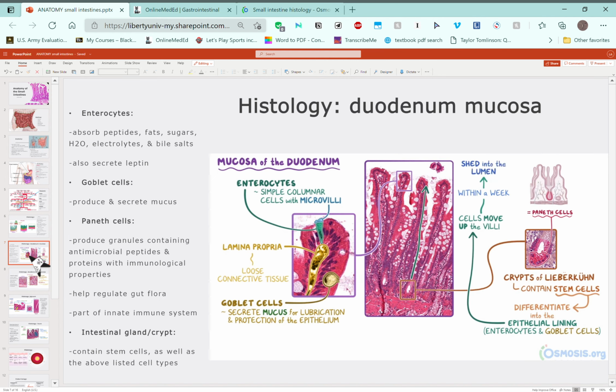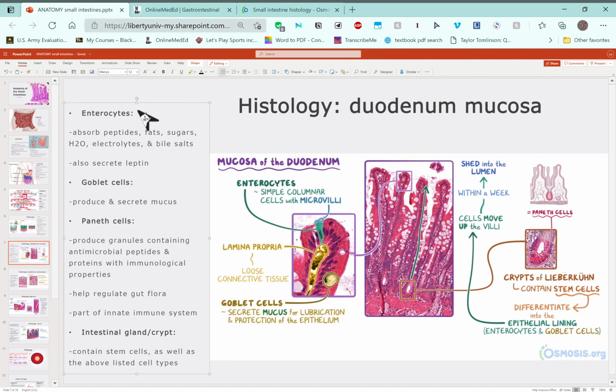Going into the histology of the mucosal layer in the duodenum specifically, we'll see that there are a bunch of different cell types in this layer. We have the enterocytes, which absorb peptides, fats, sugars, water, electrolytes, and bile salts. They're also able to secrete a hormone called leptin, which helps inhibit hunger, which kind of helps regulate energy expenditure of the body by making it not want to eat as much.